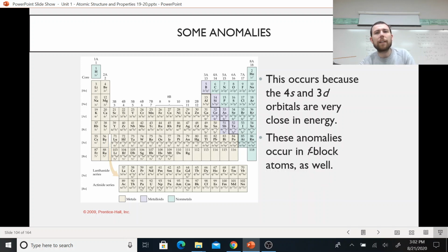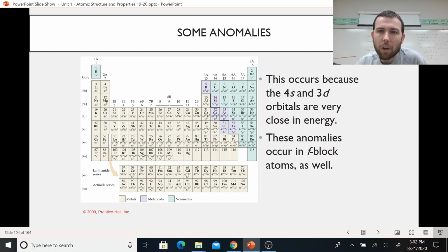Now, this occurs because, like I just said, I'll repeat it real quickly, the 4s and 3d orbitals are very close in energy. When we arrange them in terms of their orbital energies, s and d are really close, and so it's not as difficult for a 4s electron to move into that 3d orbital.